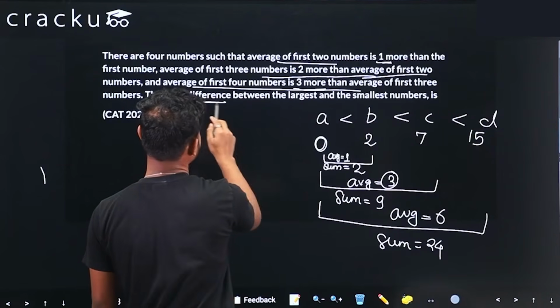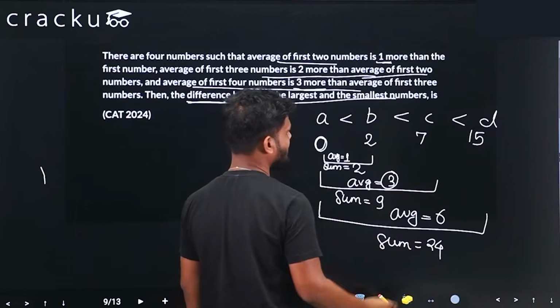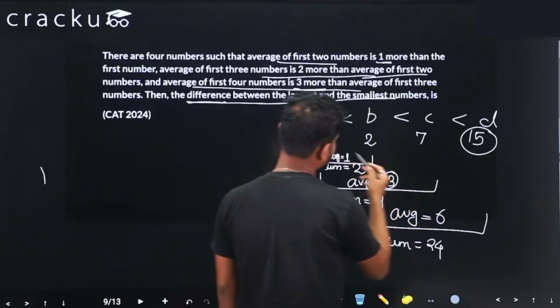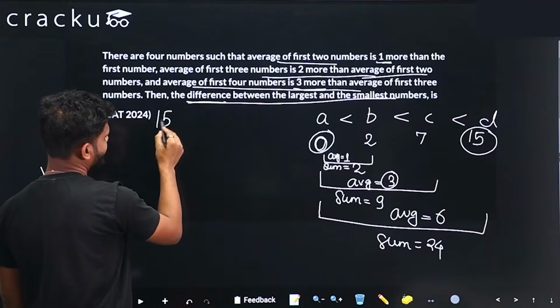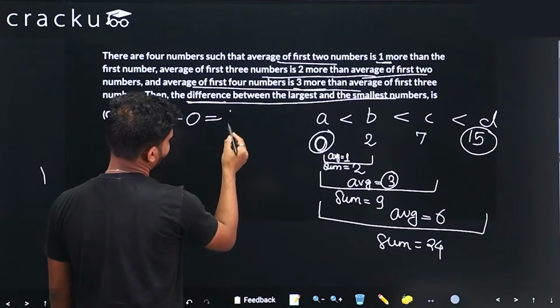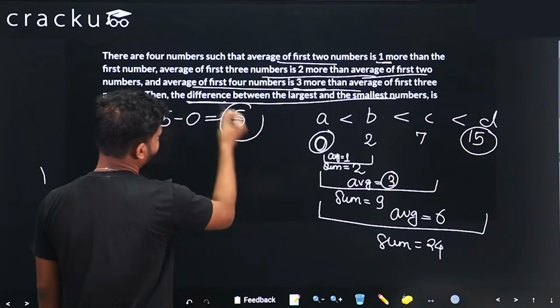What are we asked? We are asked the difference between the largest and the smallest number. The largest number is 15, the smallest number is 0. So what will be the difference? The difference is 15 minus 0, which is 15. So 15 is the correct answer here.